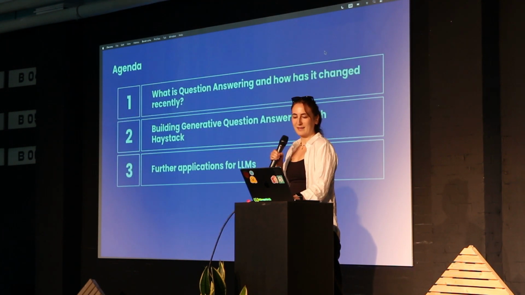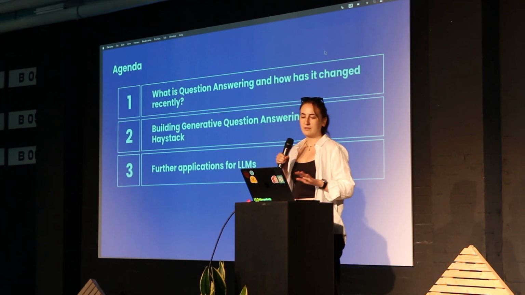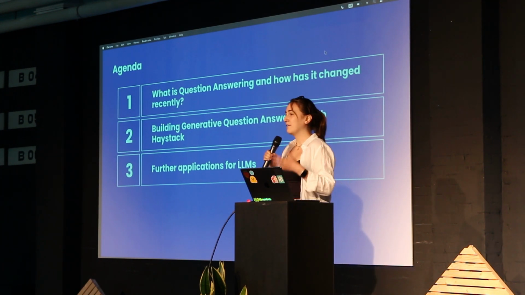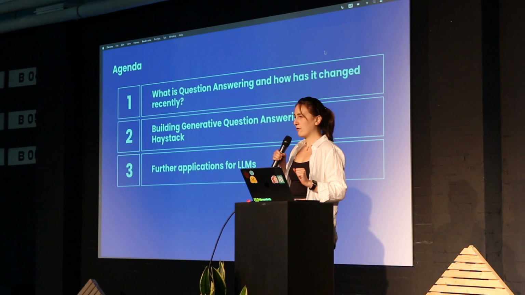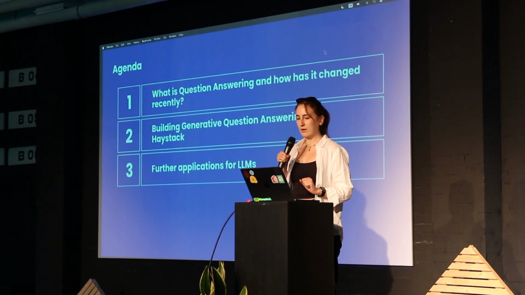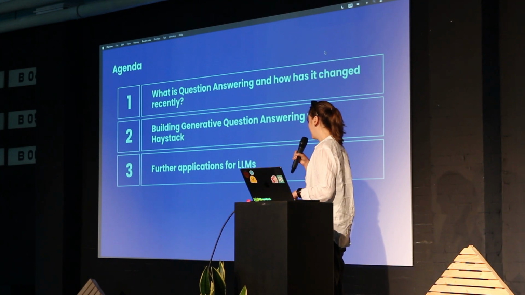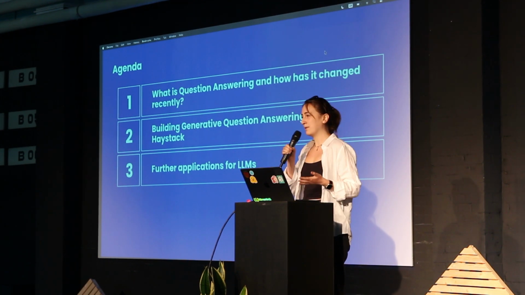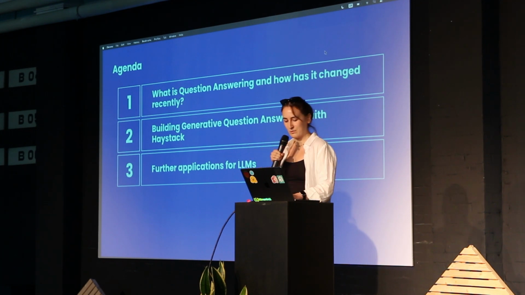All right, so the general structure I'm going to be following is going to be first talking about how I view how question answering has evolved, or search has evolved, in the recent months, and then how you might be able to build generative QA with Haystack. And then if I have some time, I hope I do because it's quite fun, I'll also start looking into further applications of LLMs that I'm sure some of you have been seeing online recently as well.